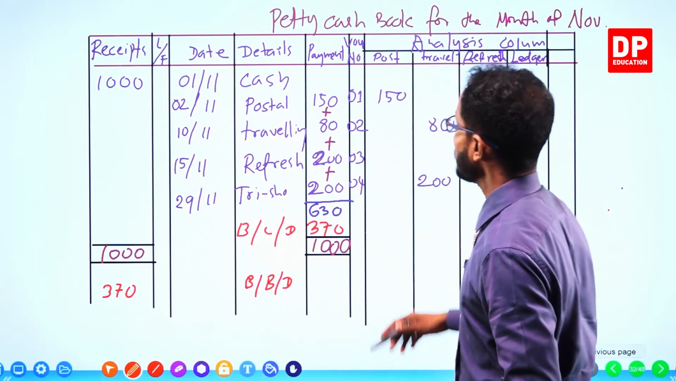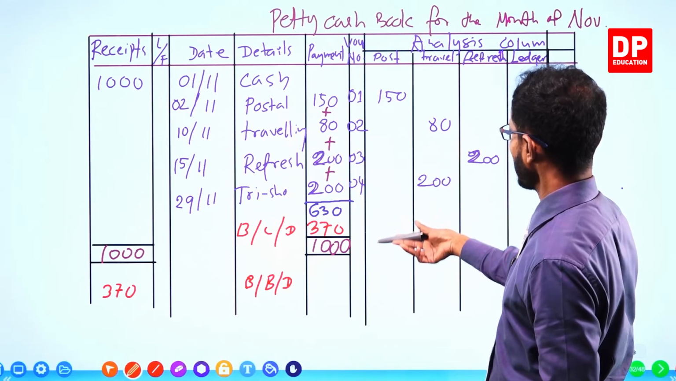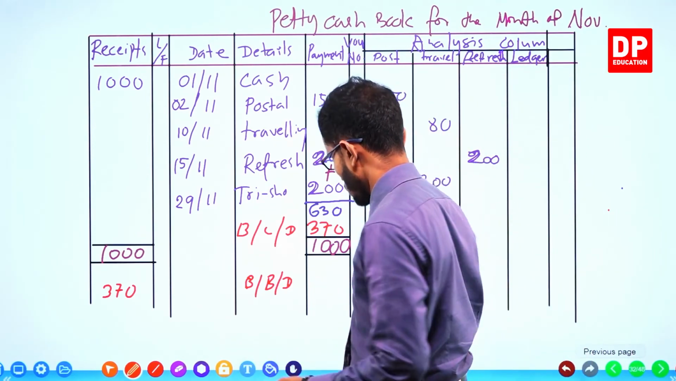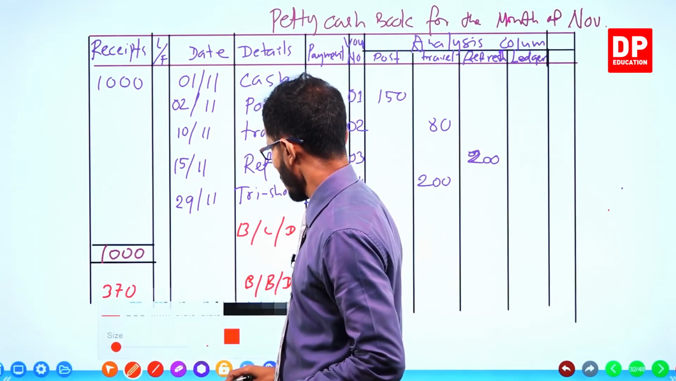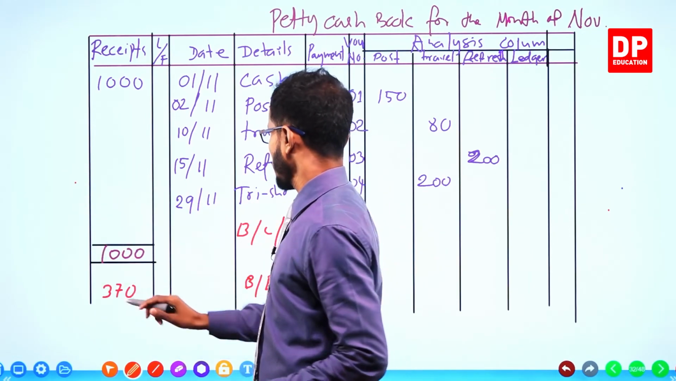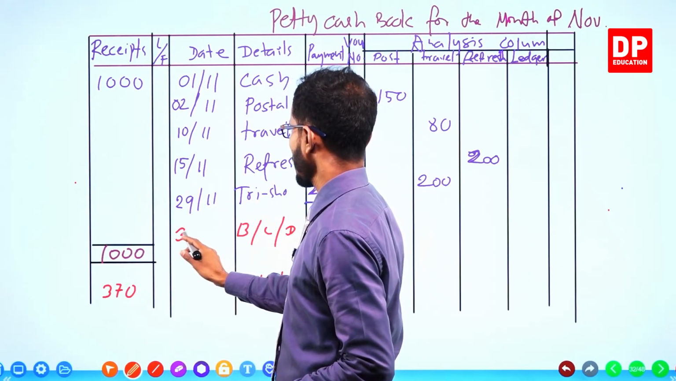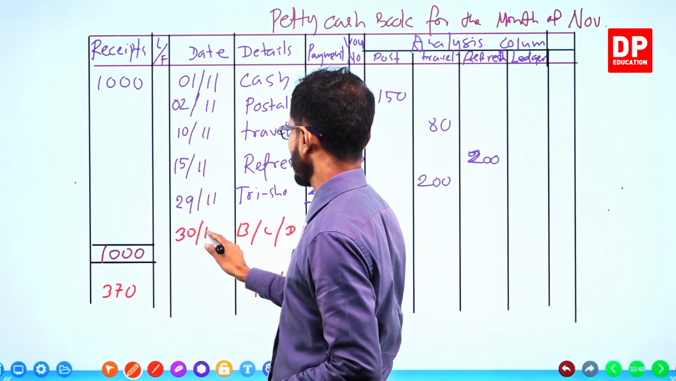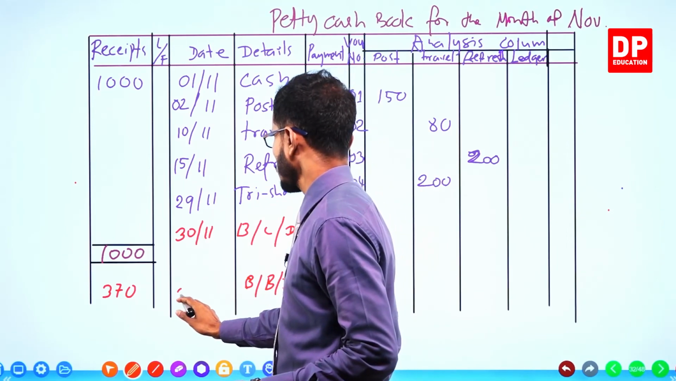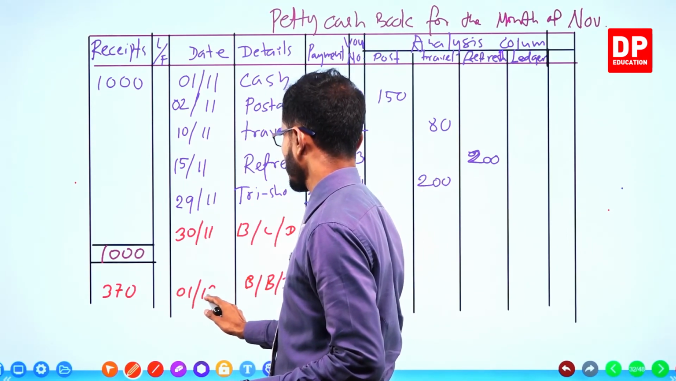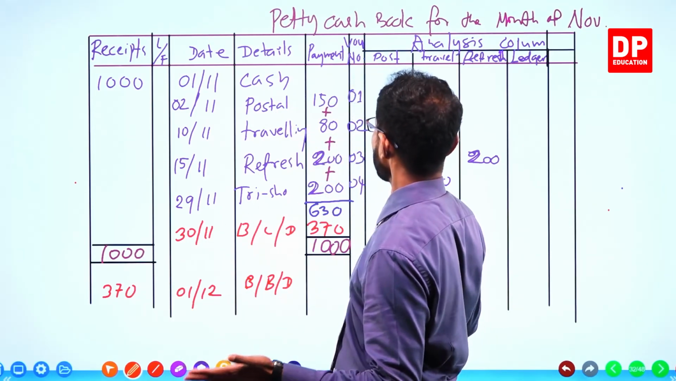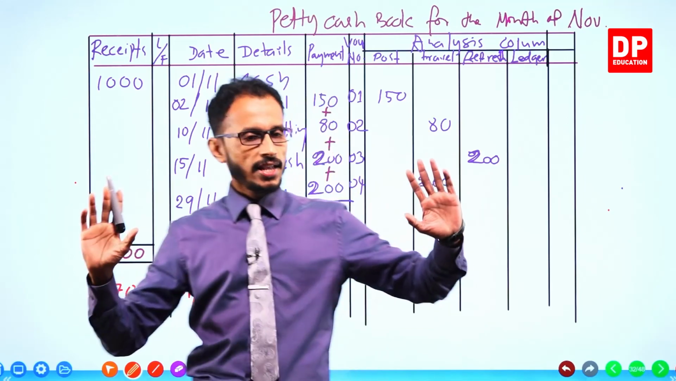Did we miss anything in the petty cash book? The date of balance carried down should be as at 30th November. Balance brought down should be as at 1st December. Done. Beautiful petty cash book, very orderly and neat and tidy.